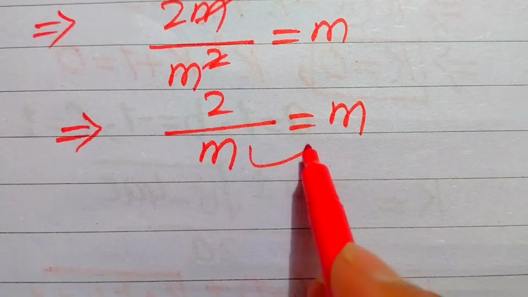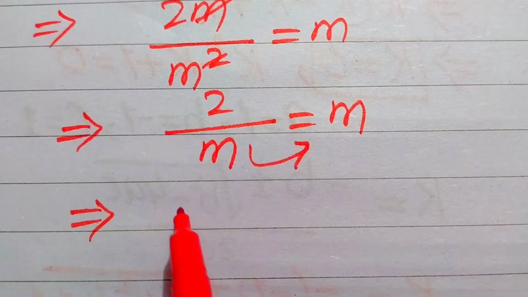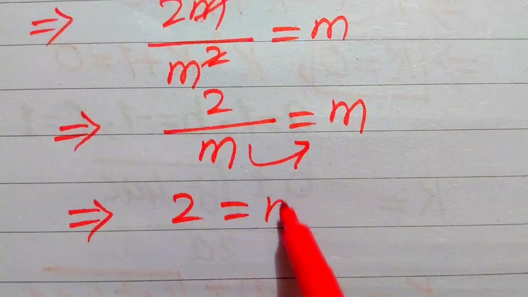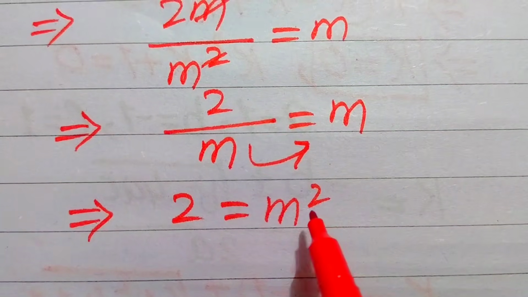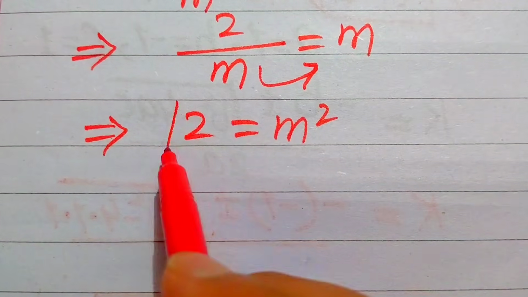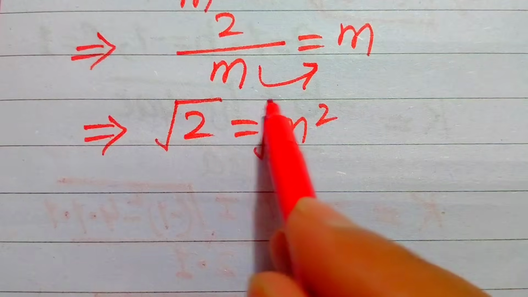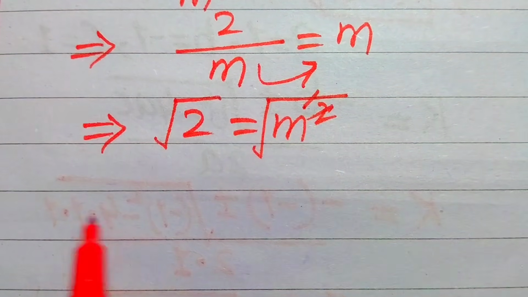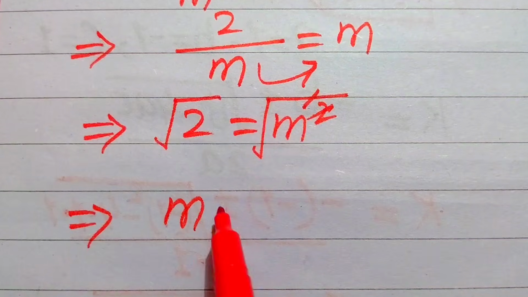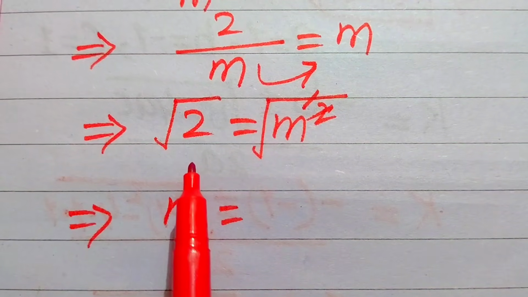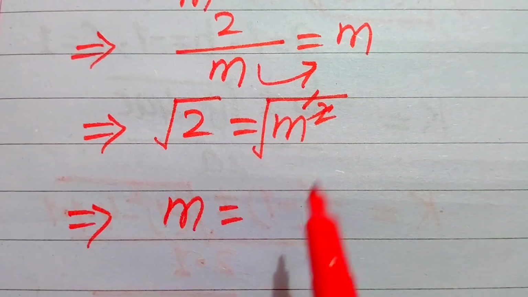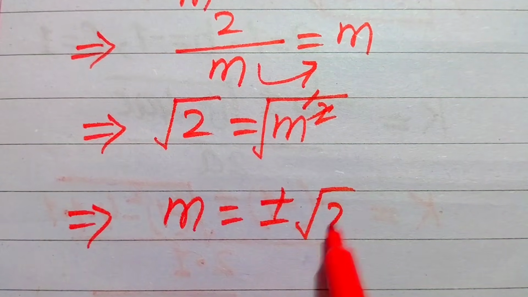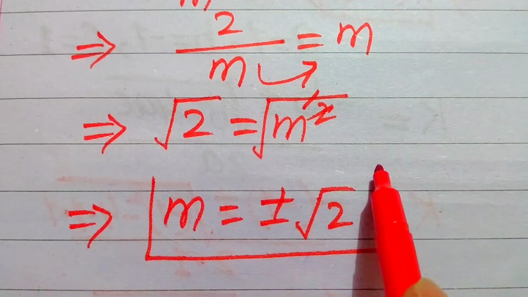And now we move this m to the right hand side, and we get 2 is equal to this m multiplied by this m, and we get here m square. And now for the values of m we need to take square root on both of the sides. So when we apply square root, this 2 and square root are gone, and we get here m is equal to square root of 2, and when we apply square root on both of the sides, we write plus minus sign on any one of the sides, and we get here plus minus square root of 2.